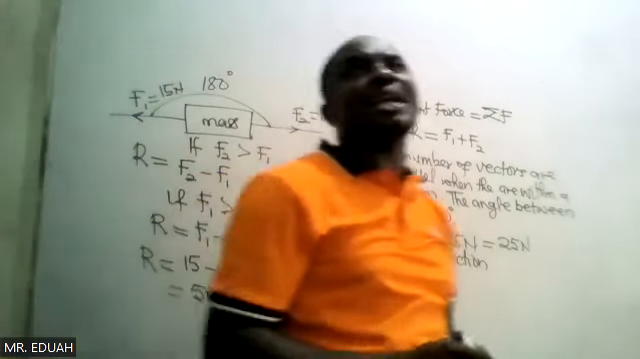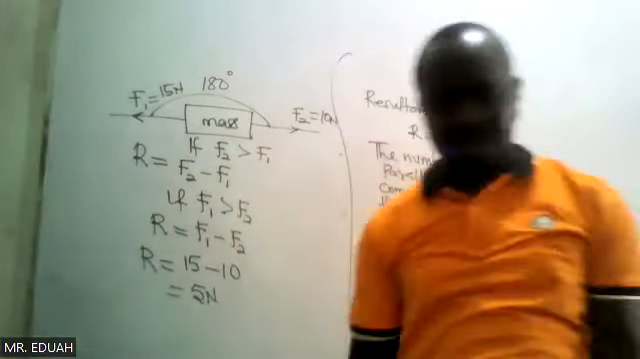Now, what do you think will be the direction of the resultant force? It will follow the direction of the greater force. Thank you. So the direction of the resultant force, per our drawing on the board, will be due west, because this is the east, this is the west, right? Or to the negative x-axis.